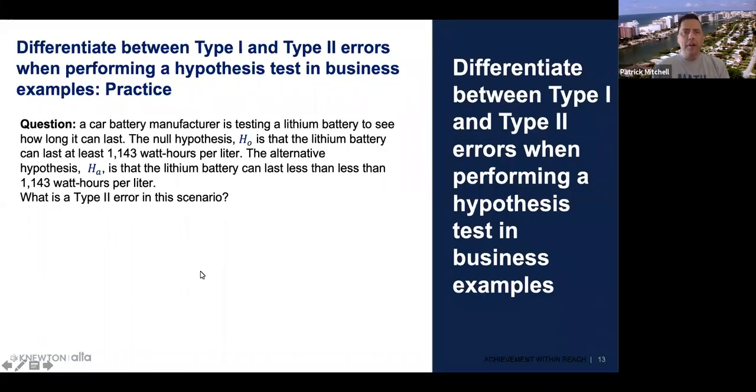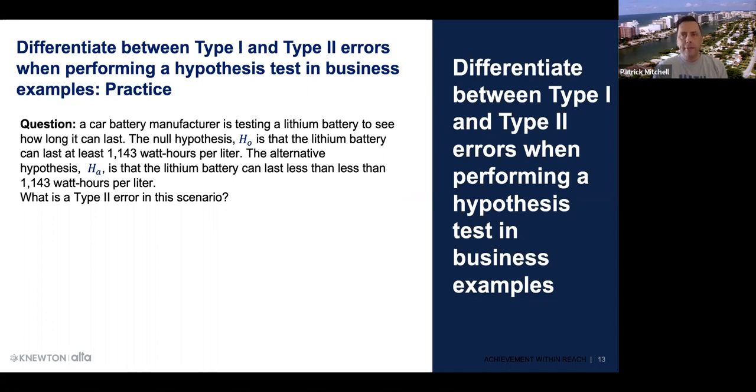Okay, example, a car battery manufacturer is testing a lithium battery to see how long it can last. The null hypothesis is that the lithium battery can last at least 1,143 watt-hours per liter. The alternative hypothesis is that it lasts less than 1,143 watt-hours per liter. What is a type 2 error in this scenario?